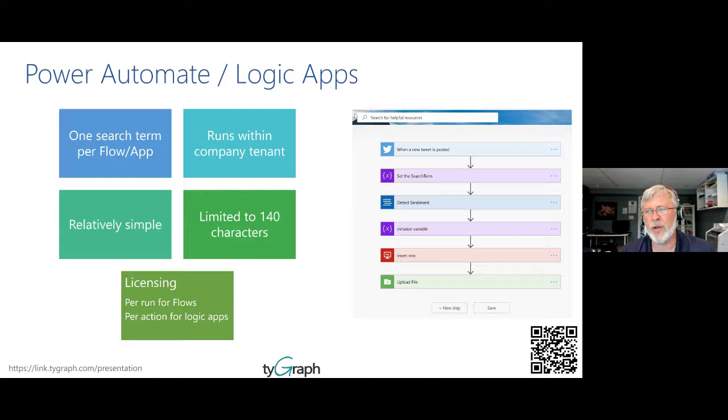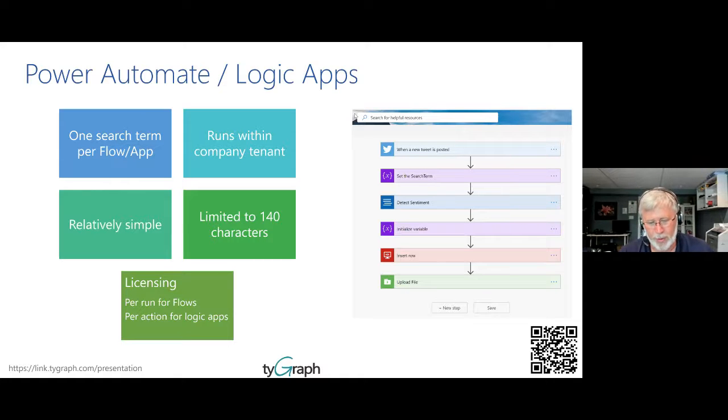One other thing you should note when you're using Power Automate to capture tweets is you're only going to get the first 140 characters of a tweet. Even though we can now do more than that, we are at 280, Power Automate is unable to go and get that. And there is a licensing charge for this.